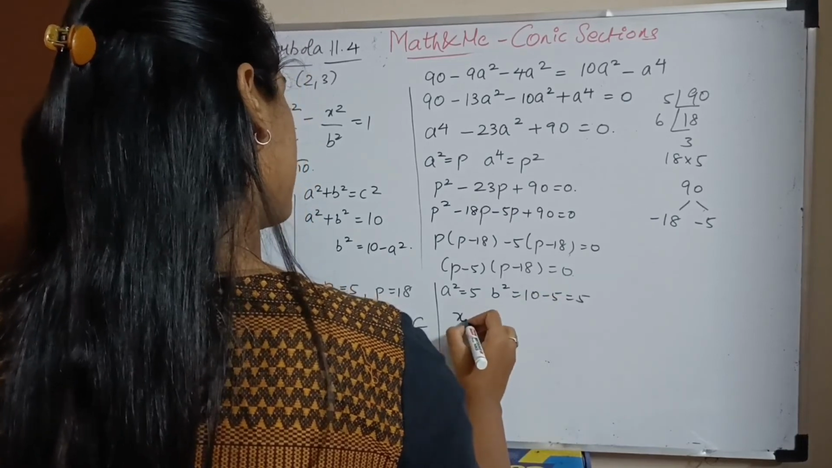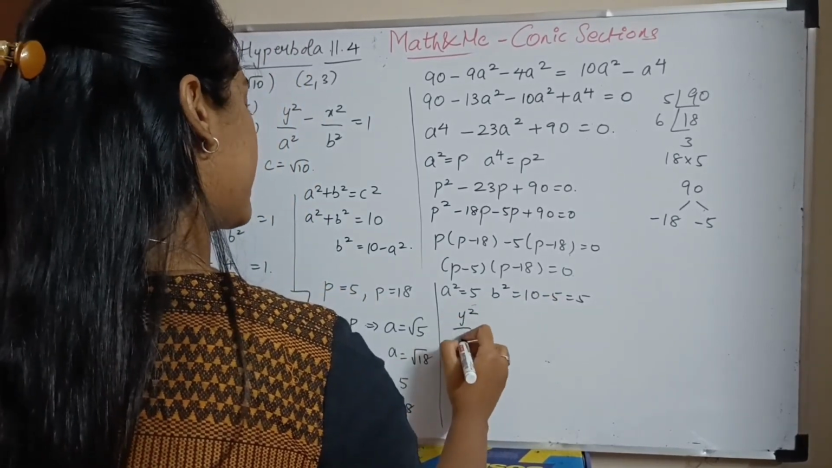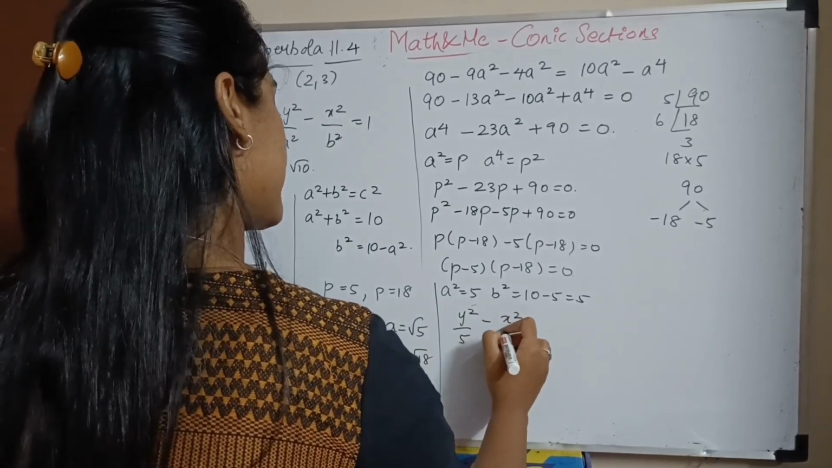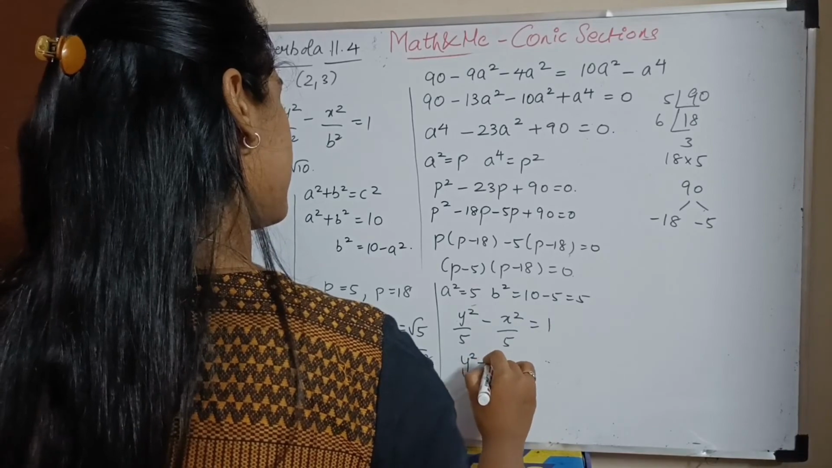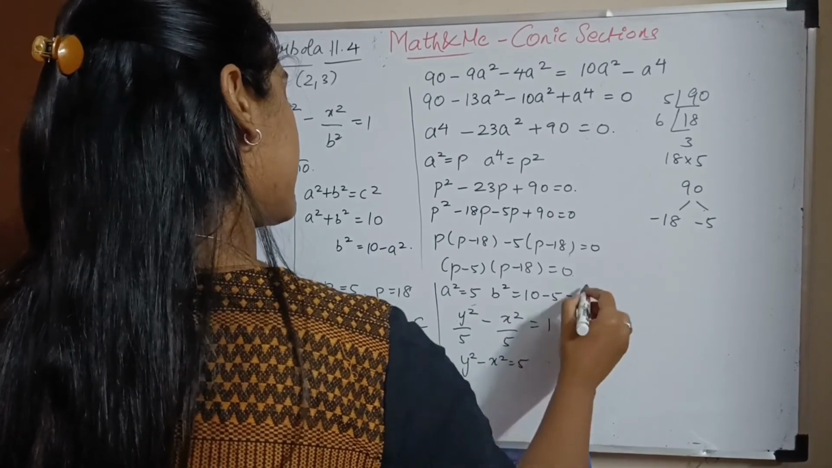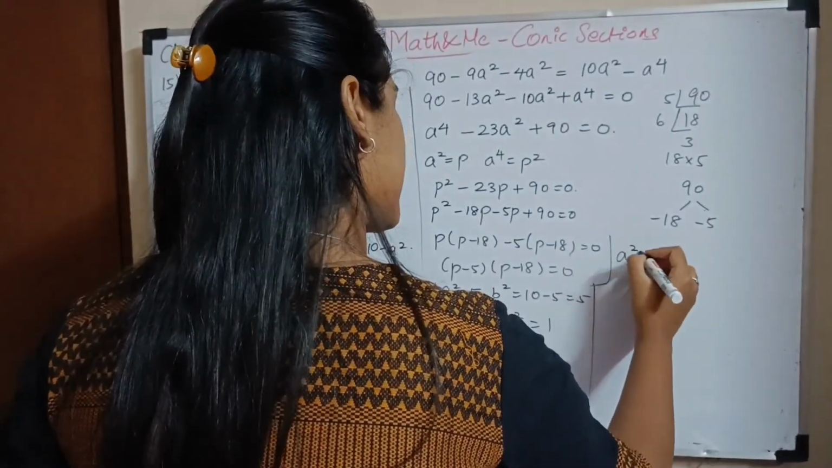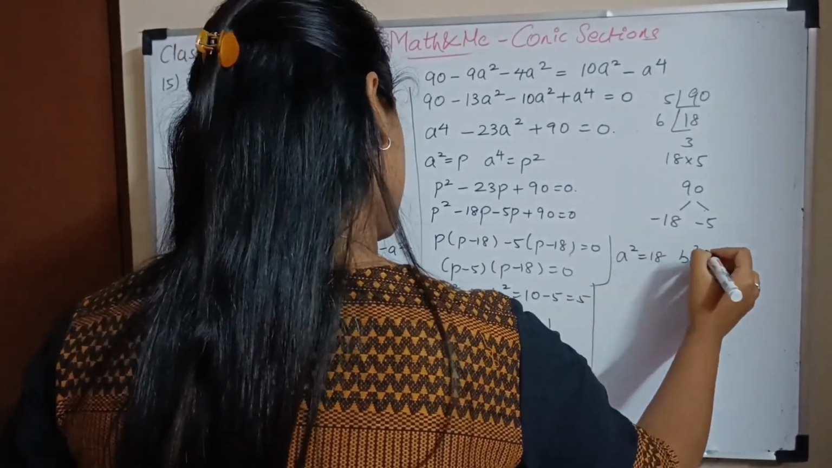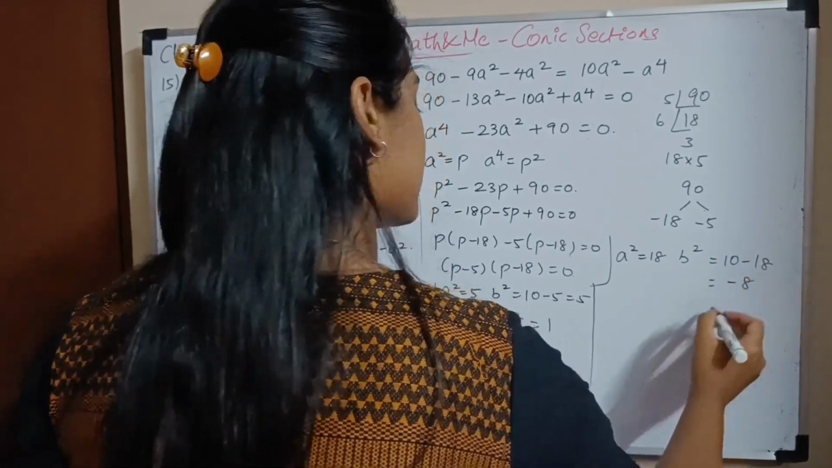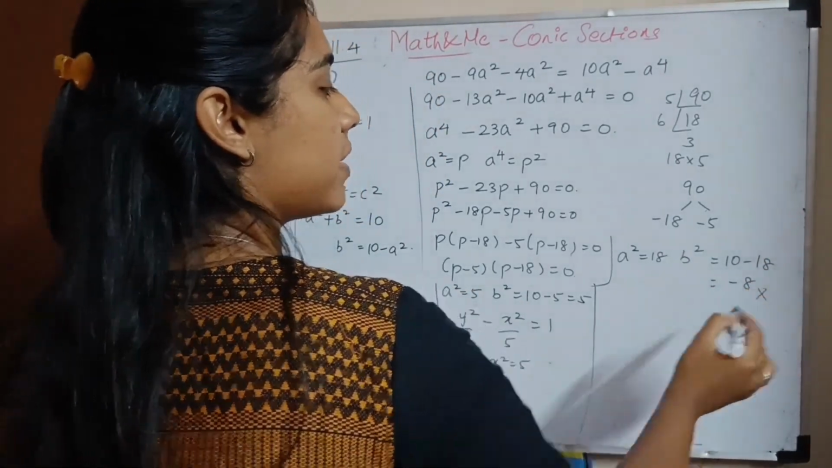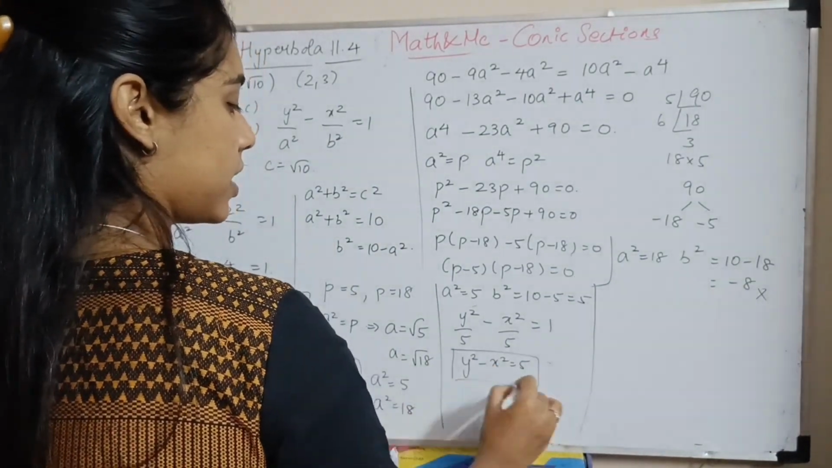So the equation y²/a² − x²/b² = 1 becomes y² − x² = 5. This is when a² equals 5. When a² equals 18, b² equals 10 − 18, which is −8. B cannot have a negative value because distance cannot be negative. So this is the only equation that is valid.